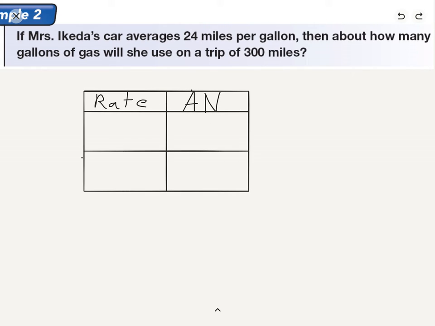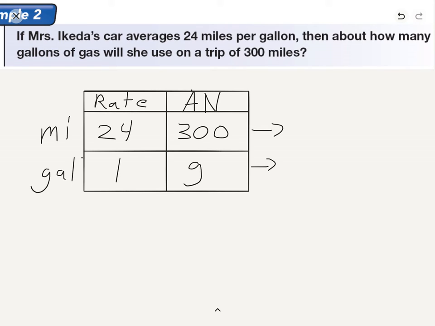So the rate is miles, the distance, and the amount of gallons it takes to go each mile, or amount of miles it takes to go for each gallon, I should say. So our rate is 24 miles for every 1 gallon. We know we are going 300 miles. Then what we don't know is the number of gallons. We'll just say that is G. So then we can make our equation.